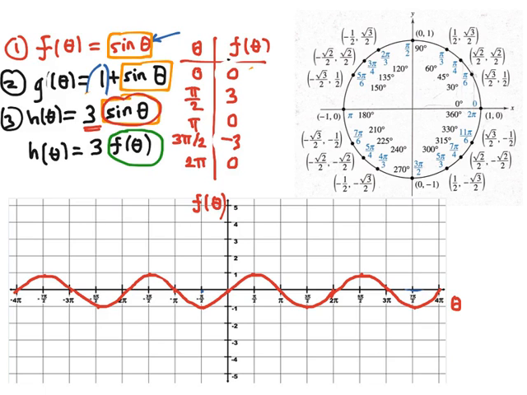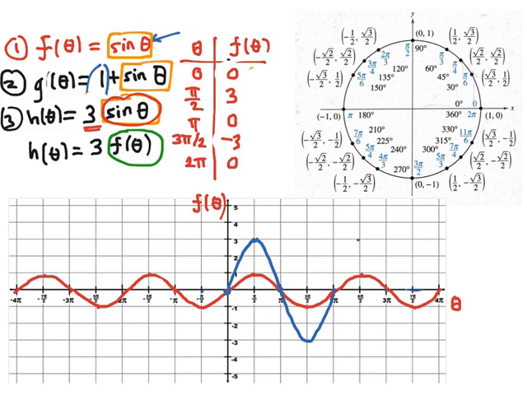So now we're going to plot these ordered pairs, and we'll get the graph of h. So we have 0, 0, we have pi over 2, 3, we have pi, 0, we have 3 pi over 2, negative 3, we have 2 pi, 0. So when I connect these points, I get one cycle of the graph of the function h of theta, which is 3 times sine of theta, and you can see that we've had a vertical stretch of the parent sine function's graph.